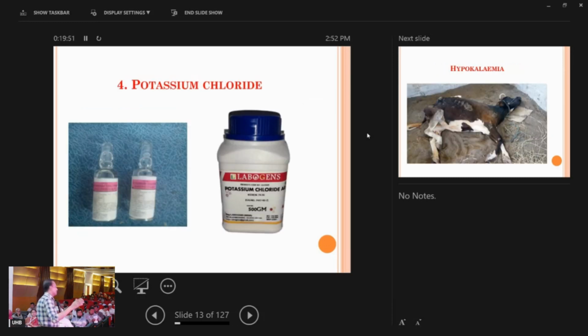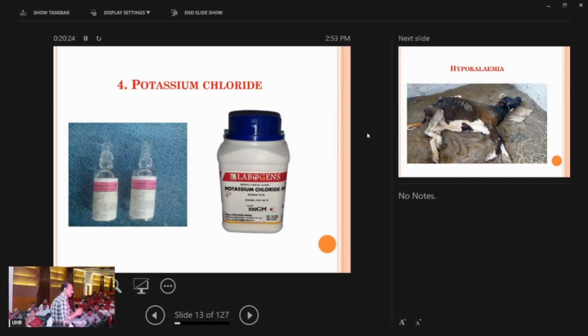The next thing is potassium chloride. Many of you have not used this till now in your practice. This is mainly indicated in case of hypokalemia, in downer cow treatment. For downer cow, by default we only think of calcium in our mind. But calcium is indicated only in case of milk fever, not in other cases. Other than calcium, the other components which are very essential are potassium and phosphorus. Already we have seen phosphorus, how to give phosphorus.